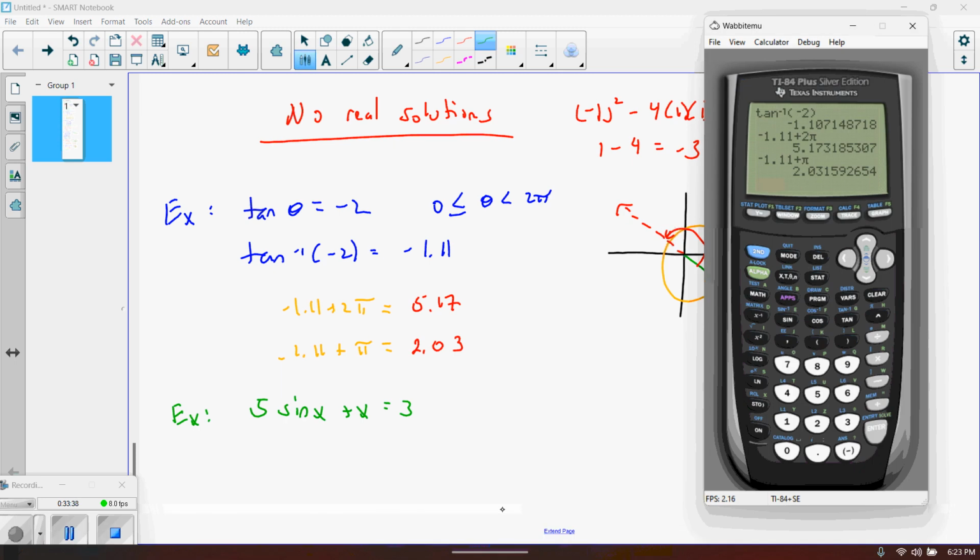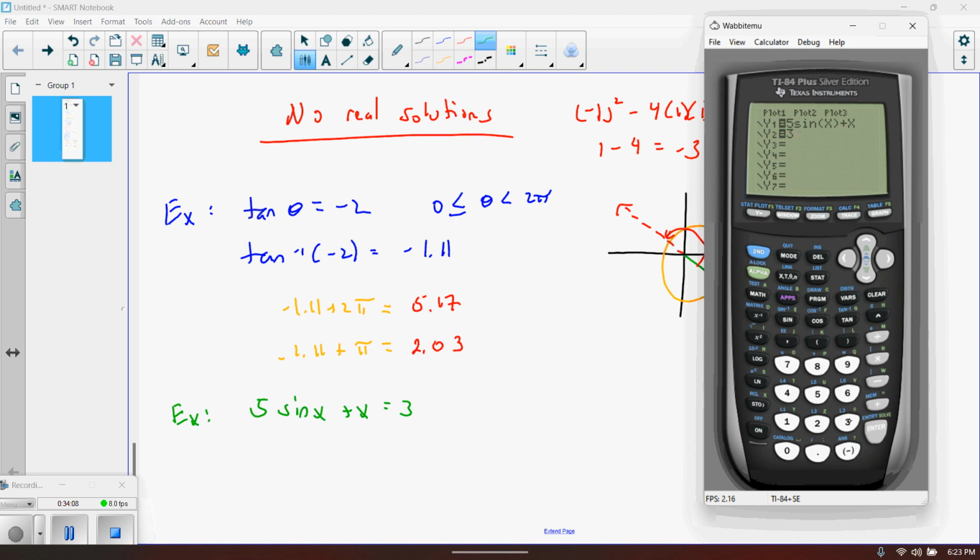So I'm going to clear off that screen because I don't need it anymore. We're going to go to the y equals screen, which is the upper left. There we go. And I'm going to input what's on the left side of the equation there, which is 5 sine of x plus x. And then on the next line down, because this is going to be my second equation, I'm just going to put 3, because it's basically y equals 3. And then we want to look at the graph.